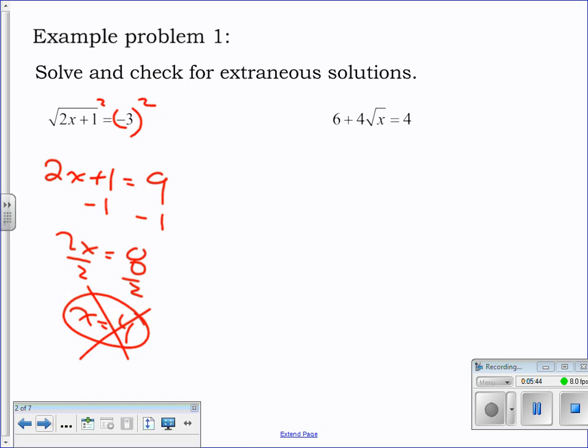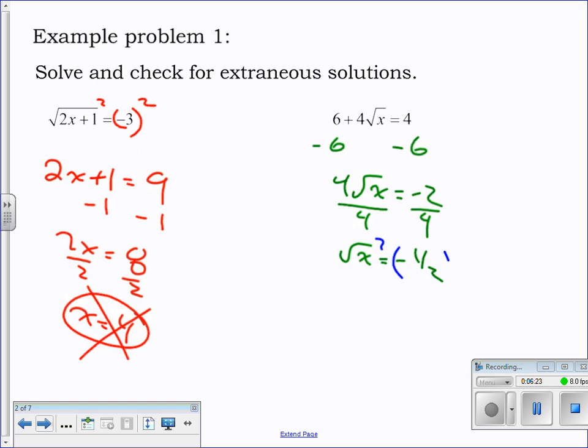Next problem. Little different. This one I had square root equals stuff. That one, I don't have square root equals stuff. I need to get square root equals stuff. So I have to solve for the square root of x first and then square both sides. Subtract 6. 4 root x equals negative 2. Divide both sides by 4. Square root of x equals negative 1/2. So I get the square root by itself first, and then I square both sides.